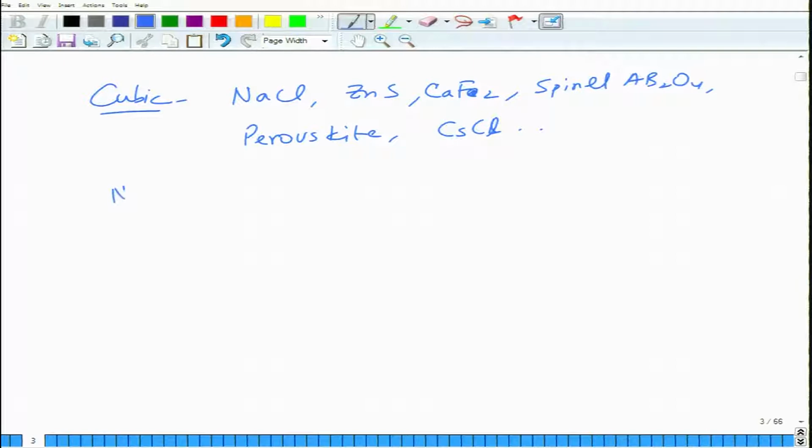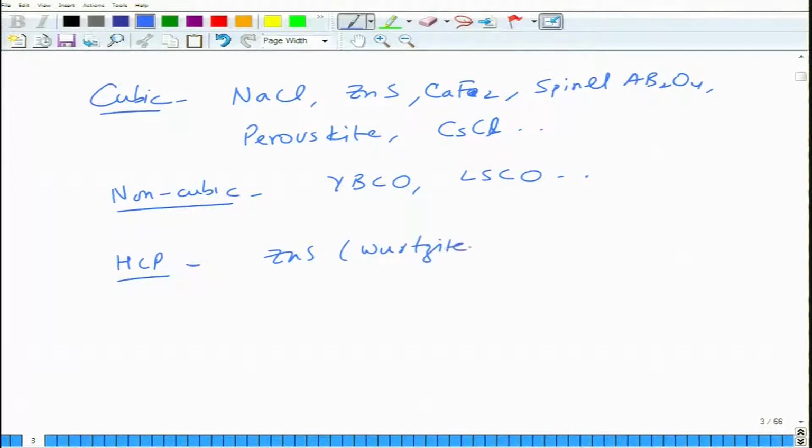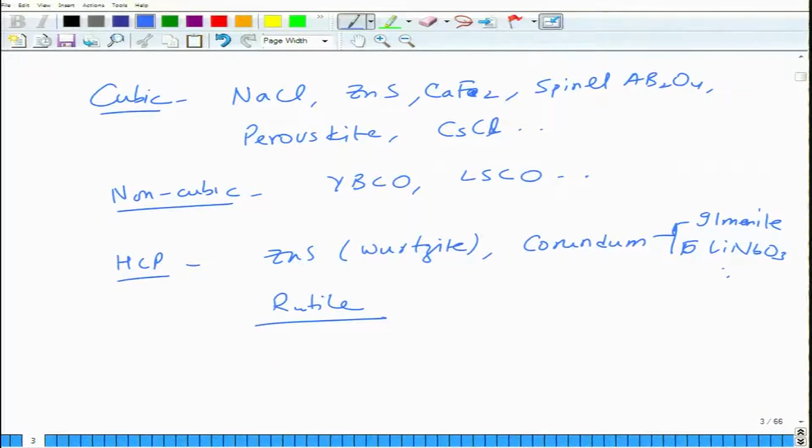Then we looked at some non-cubic structures such as YBCO and LSCO. These compounds make a tetragonal or orthorhombic unit cell, and within this unit cell there are perovskite units or sodium chloride units. Finally we looked at HCP structures, starting with the zinc sulfide based wurtzite structure, then corundum based structures and derivatives of corundum such as ilmenite and lithium niobate, and then the rutile structure. These were the very common structures that you come across in ionic solids.